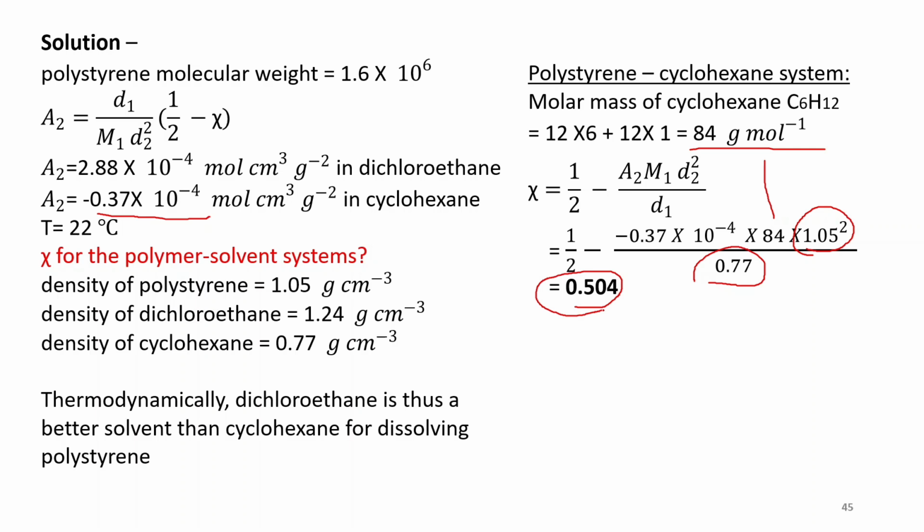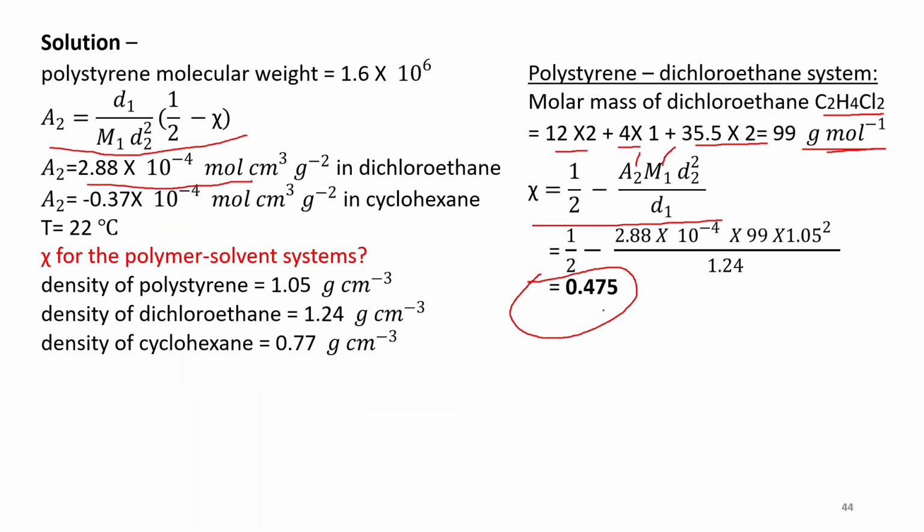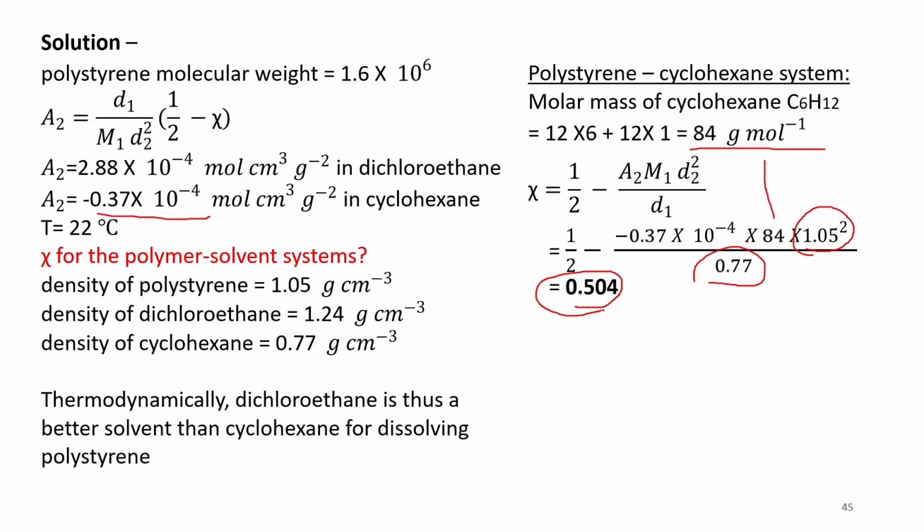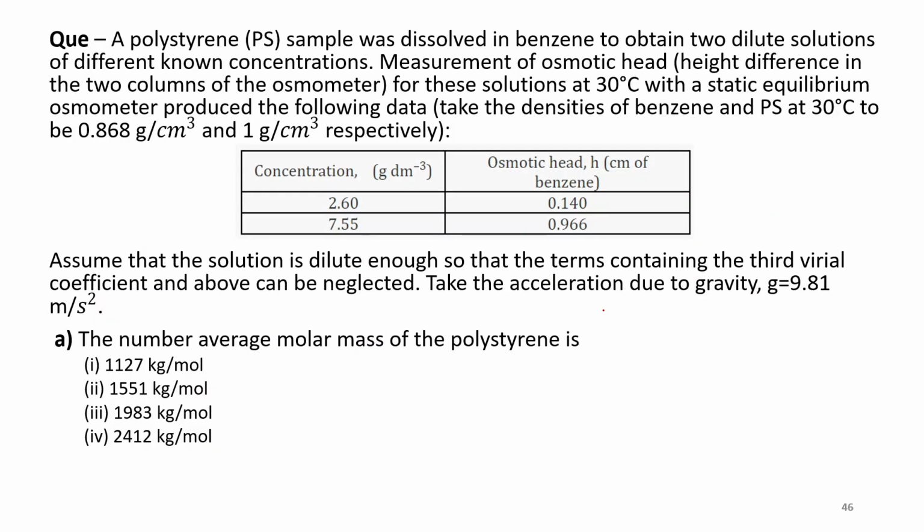So we can see that chi is greater than 0.5 in the case of cyclohexane, and it is less than 0.5 in the case of dichloroethane. So dichloroethane is a better solvent. Thermodynamically, dichloroethane is thus a better solvent than cyclohexane for dissolving polystyrene. Now let's move to the next question.